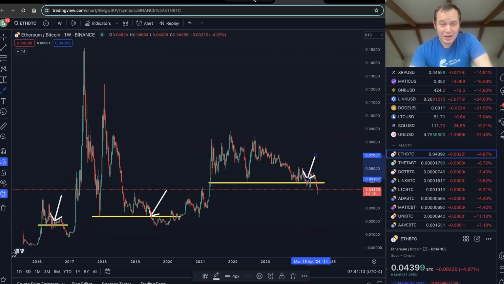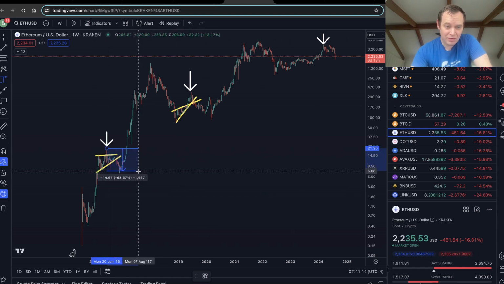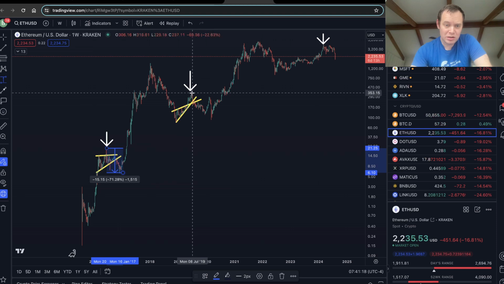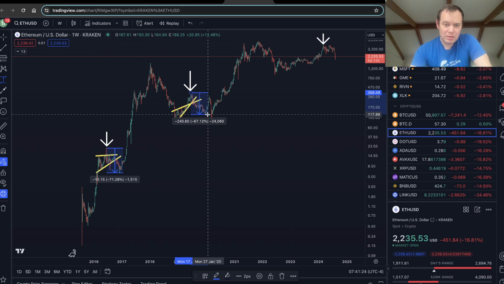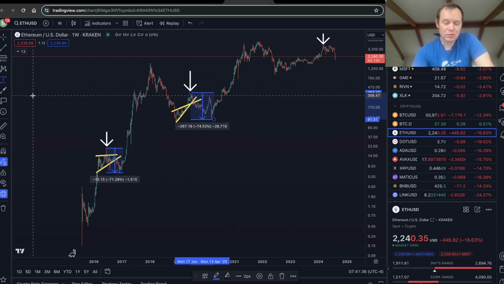Not only that, but a lot of times ETH USD then drops about 70%, right? So 2 cycles ago it dropped 70% after ETH Bitcoin broke down. And then last cycle it dropped about 66%, excluding the pandemic. So you could have argued that that's what a soft landing would have looked like. And then we ended up getting a hard landing and it ended up dropping about 74%.